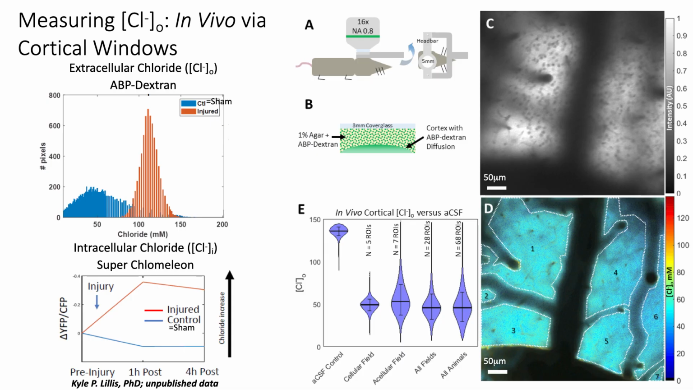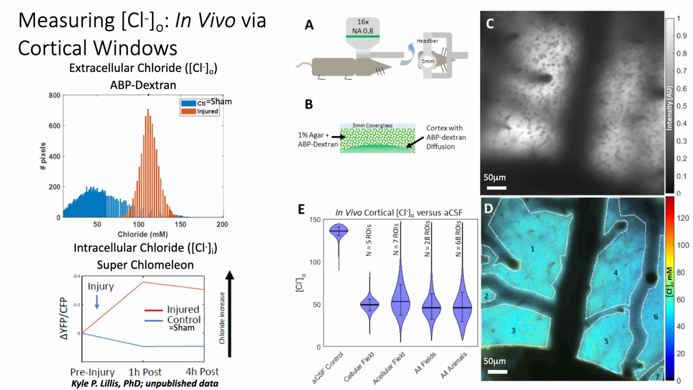And then I just want to show you that we've demonstrated that this is happening extracellularly. Here you can see that ABP does not go into vasculature nor into cells, but when we measure the extracellular, here just showing the ROIs, and when we measure the extracellular chloride, you can see here the control, it's 136. Whether the fields are cellular or acellular, when we combine all fields, we combine all animals, we still end up with roughly 50 millimolar chloride in the extracellular space.